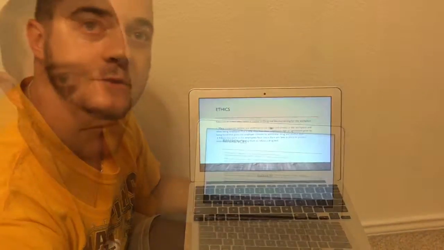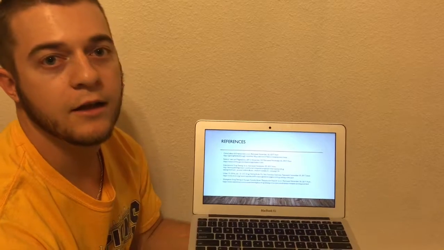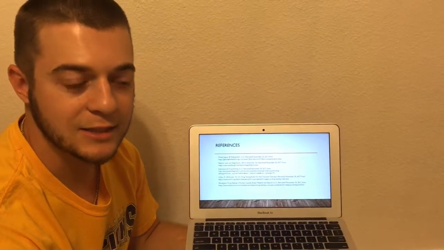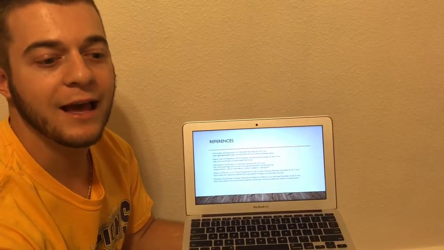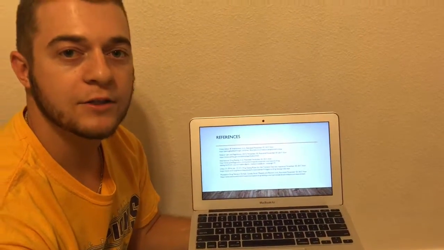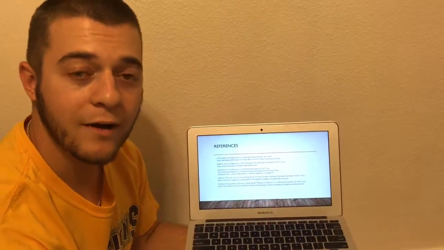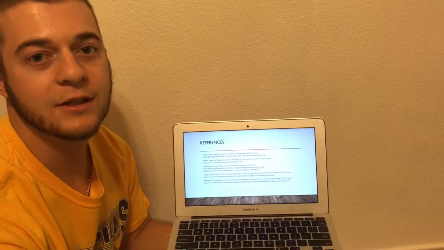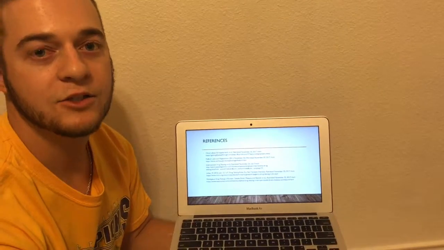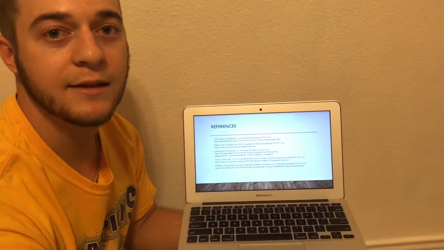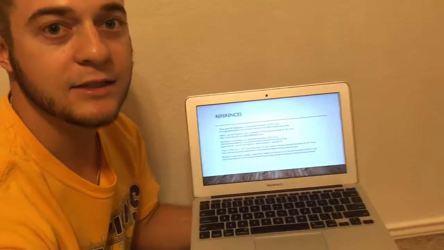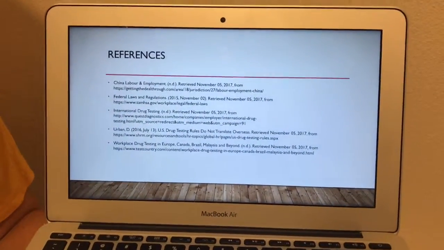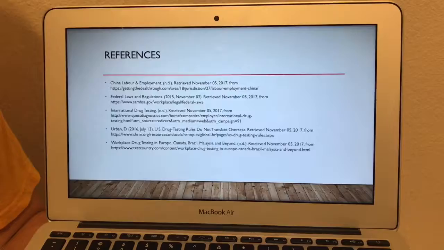In conclusion, international drug testing ties into ethics due to the fact that although a lot of countries do not have laws requiring drug tests, many business owners have a certain ethical standard they want to do business by, so they may put it in their policy. And this is the same thing as having a law, because if you consent to it, it is required of you to have a drug test.